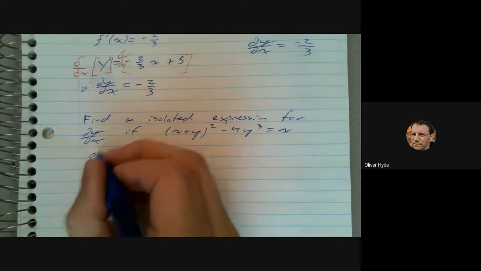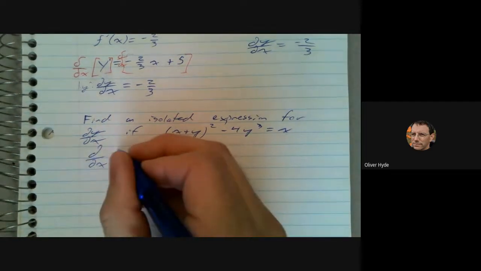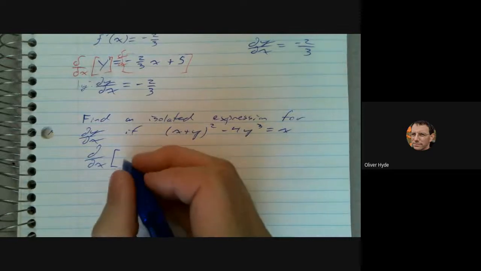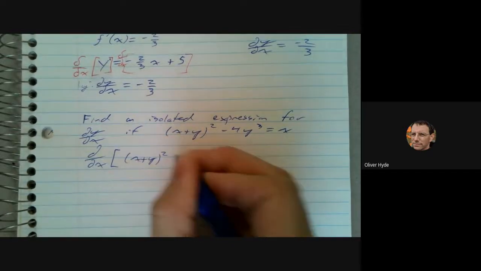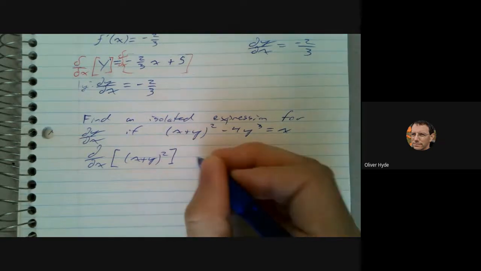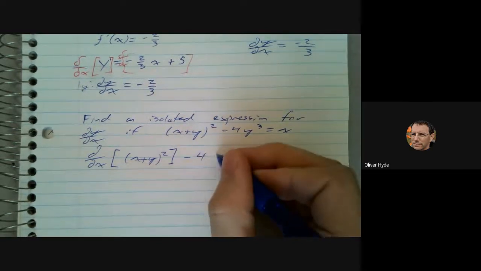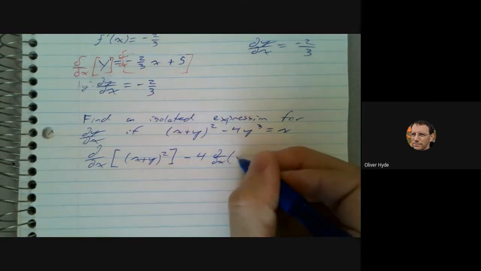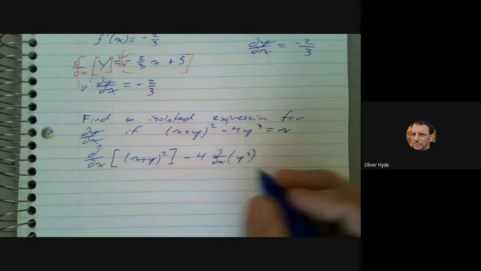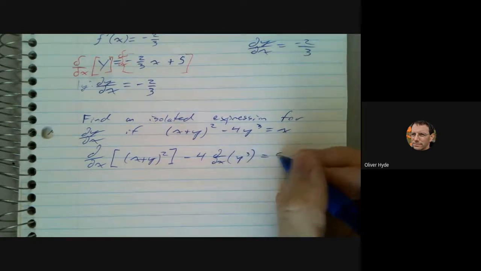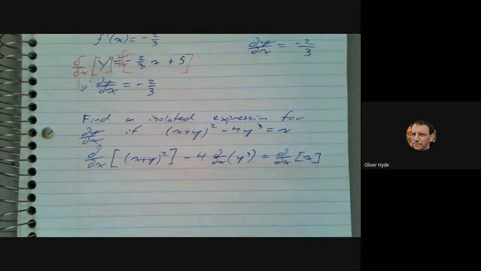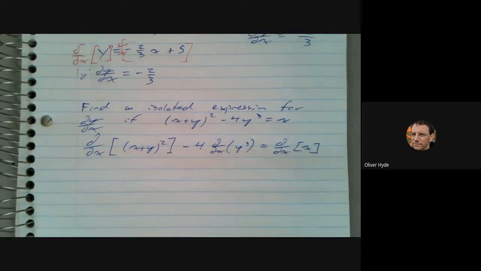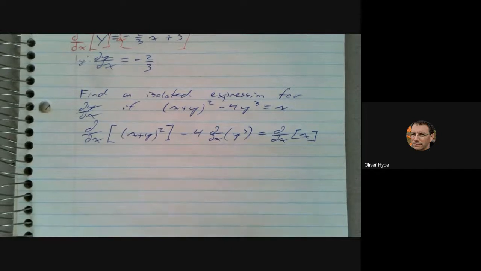I'm going to start by differentiating with respect to x. I'm going to show my reader that I'm differentiating with respect to x. I'm taking the derivative with respect to x of x plus y, all squared. I guess I'm showing my steps. Minus 4 times the derivative with respect to x of y cubed. This is me accidentally closing that bracket. Equals the derivative with respect to x of x. So that's okay. We'll get some practice with the steps.